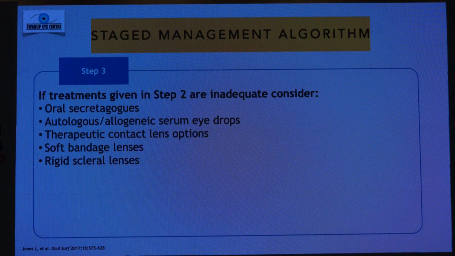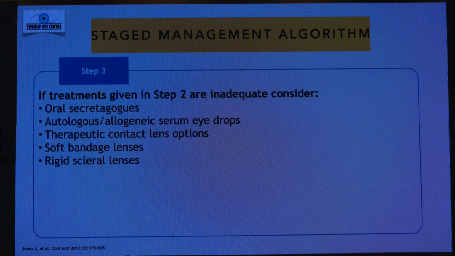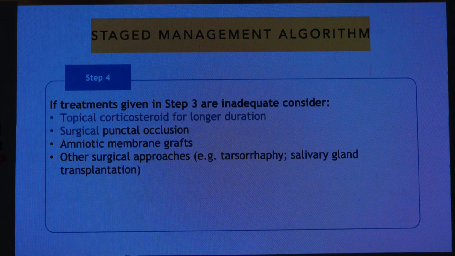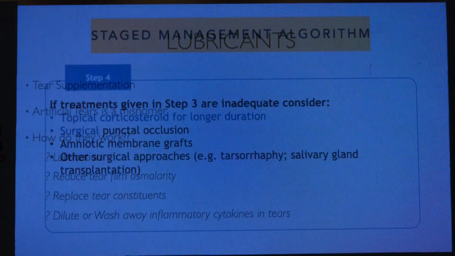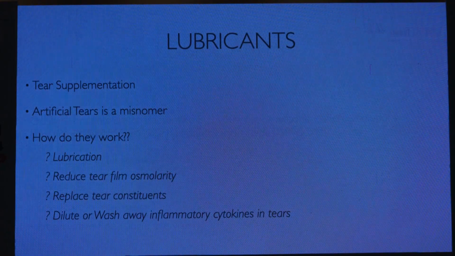Step 3 is when step 2 doesn't work: oral secretagogues, autologous serum drops, therapeutic contact lens, soft bandage contact lens, and rigid sterile lenses. Finally, step 4 is prolonged steroid therapy, surgical treatments like punctal occlusion, tarsorrhaphy, salivary gland transplantation, amniotic membrane transplants, etc., will come into this.